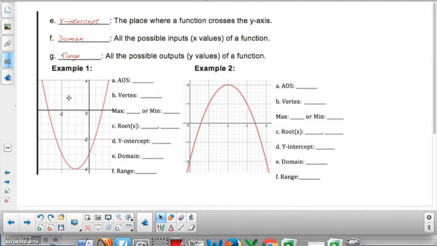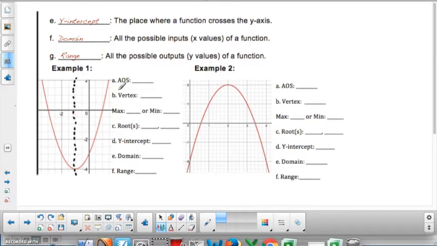So what we're going to do is I've got two examples, two very different parabolas here, and I'm just going to talk about all of these fundamental characteristics in relation to example 1 and example 2. And then we'll look at other characteristics in a separate video. AOS just stands for axis of symmetry. When you're trying to find the axis of symmetry, what you're looking for is a vertical line that divides this parabola perfectly in half so that either side is a mirror image of the other.